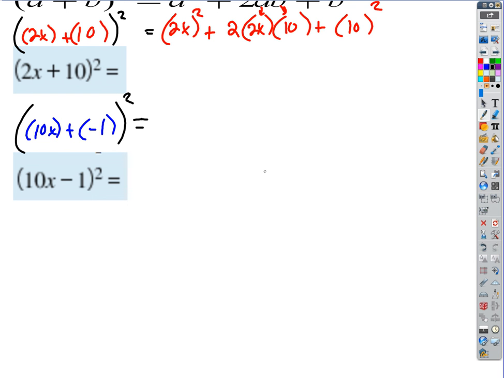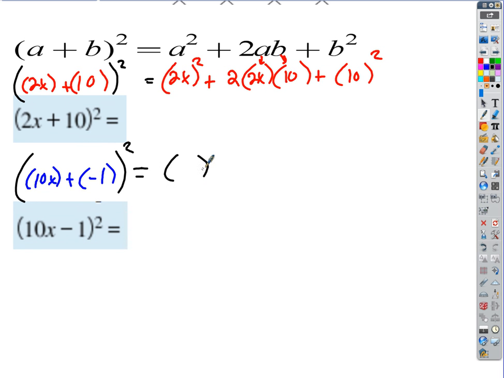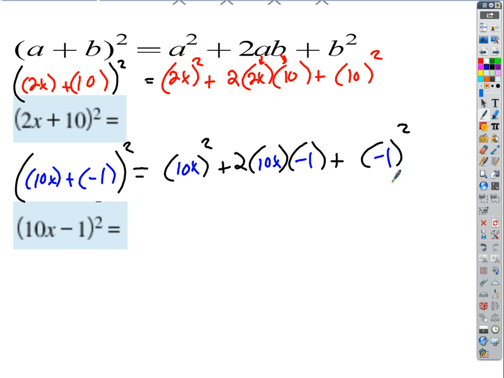So I know that if I follow that pattern, I'm going to get a squared plus 2 times a times b plus b squared. Well, a is 10x, b is negative 1, right? So if I simplify that, what is the quantity 10x squared? 100x squared. I get 10 squared, which is 100, times x squared, good. 2 times 10x is 20x, times negative 1 is negative 20x, and then negative 1 squared is 1.